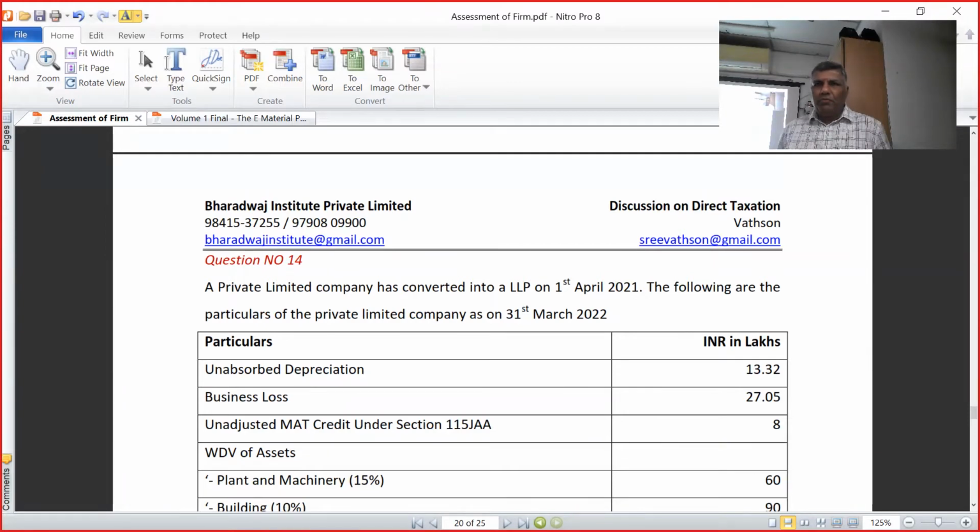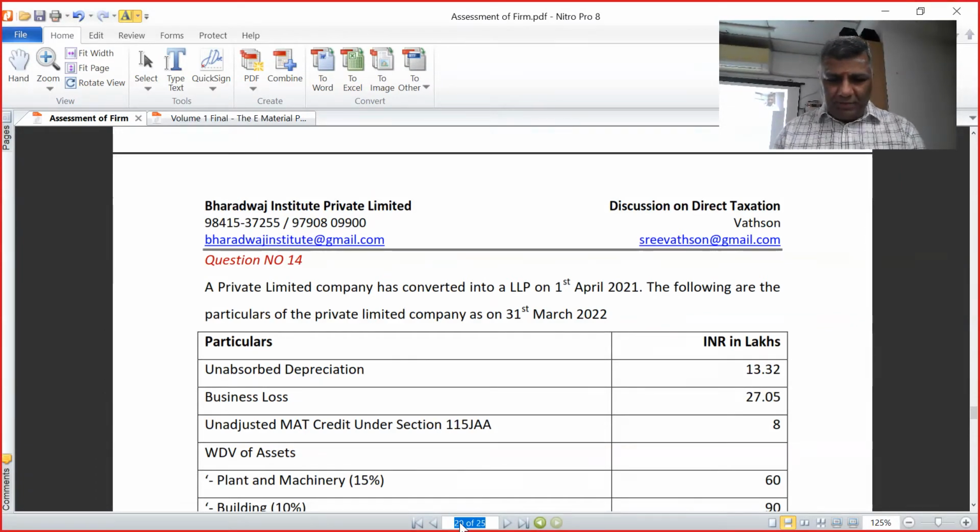Question number 14. A private limited company is converted into a LLP on 1st April 2021. The following are the particulars of the private limited company. Before progressing with this, a quick look at two provisions.